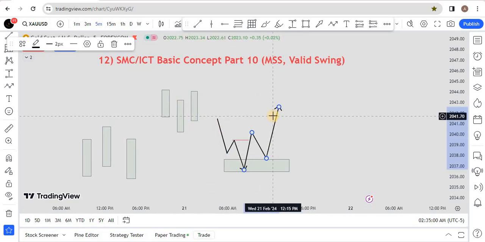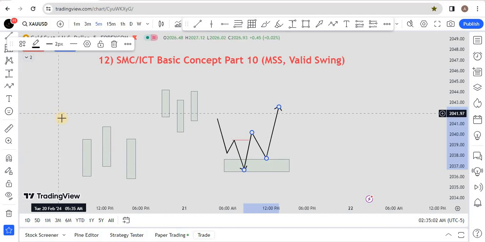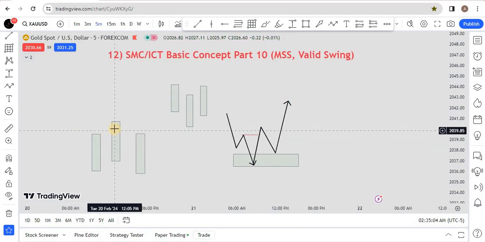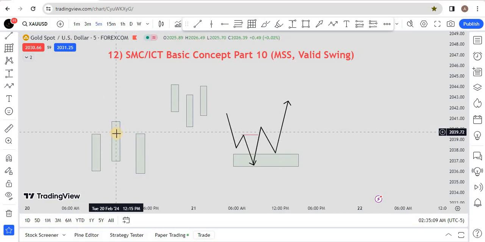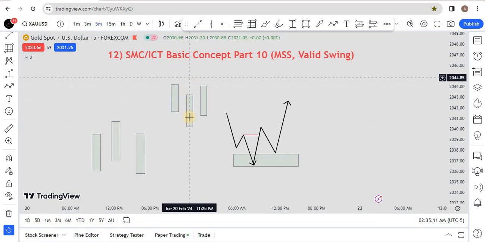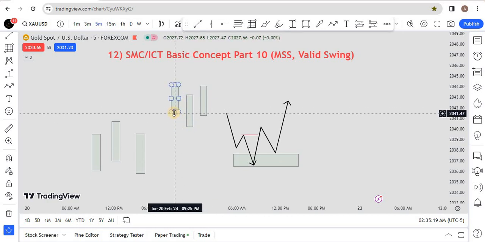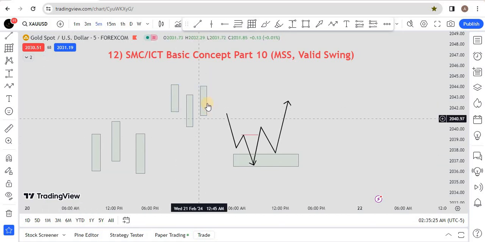I will repeat again. To be a valid swing point for ICT, as per the ICT concept, the first candle and the third candle should not break the second candle. For a downside valid swing point, the center candle should not go below the first and third candle. Equal can be okay, but it should not go below. That is the valid swing point.